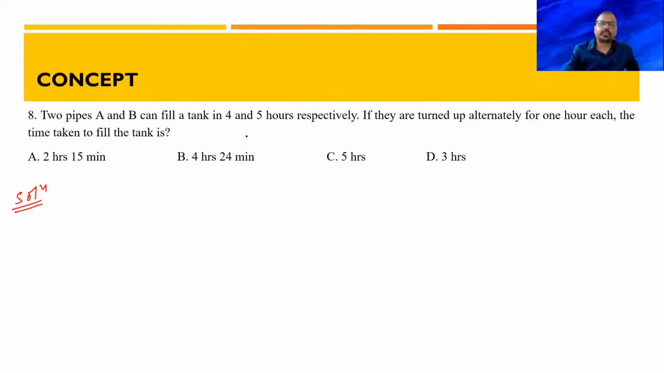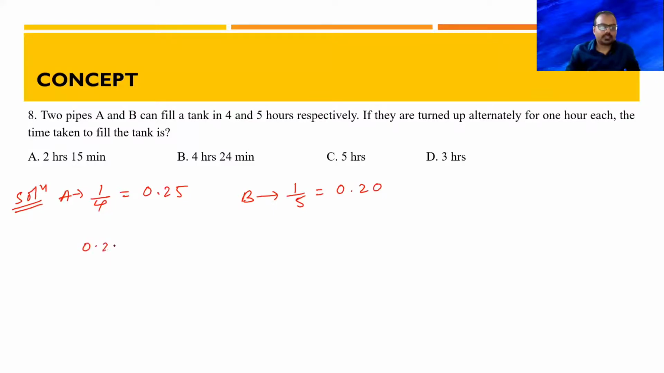So let's suppose the total amount of work is 1. So how much is A going to do in 1 hour? A is going to complete the work in 1 by 4, which is 0.25. What about B? B is going to complete the work in 1 by 5, which is 0.20.